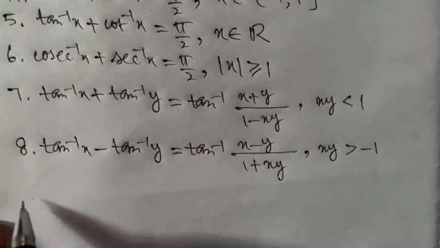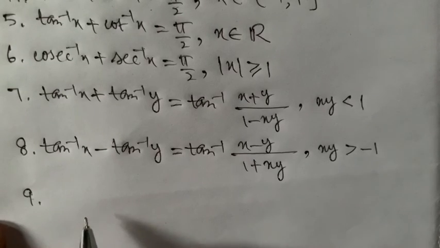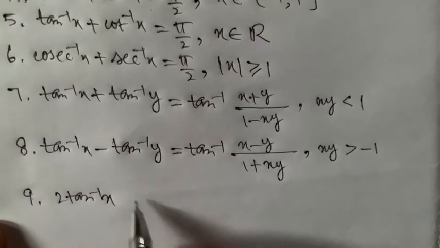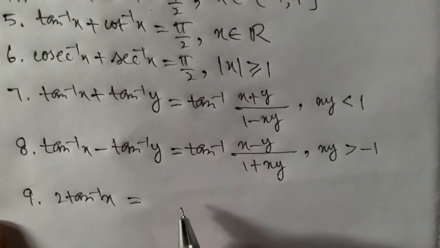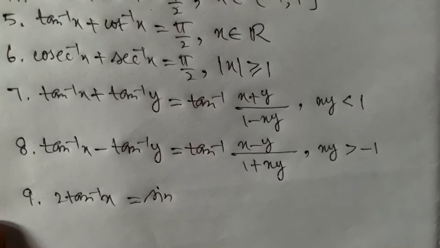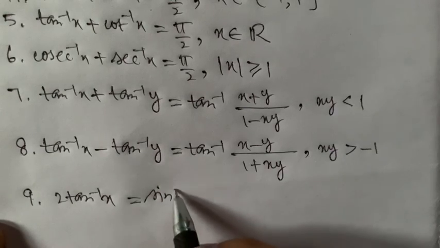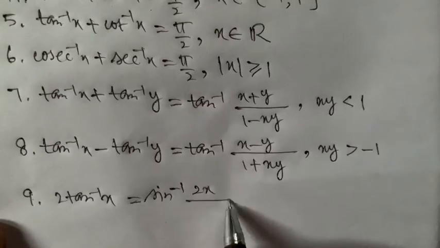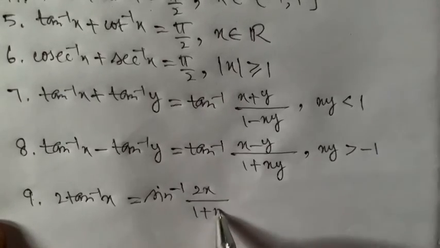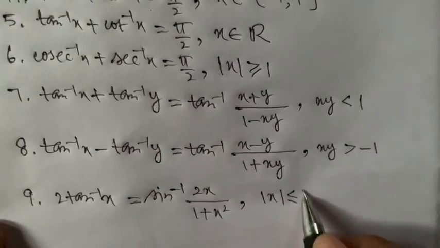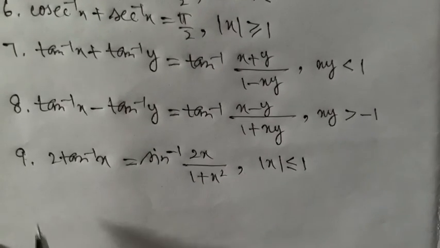Then we have the ninth property. Ninth property is 2 tan inverse of x is equal to sine inverse of 2x upon 1 plus x square. Whenever we need to write tan inverse of x in terms of sine inverse, we will use this formula. And here mod x is less than equal to 1.